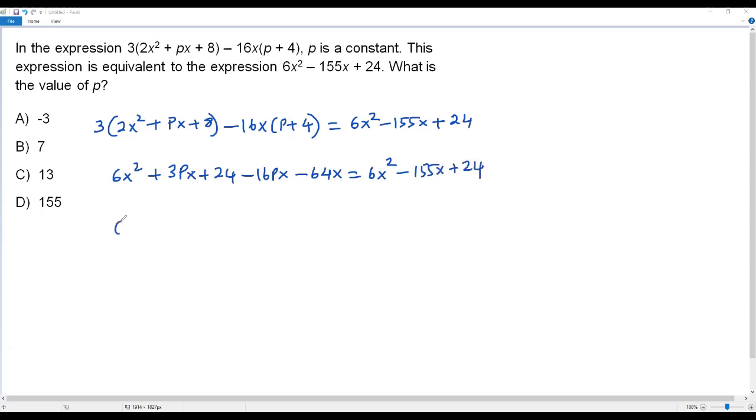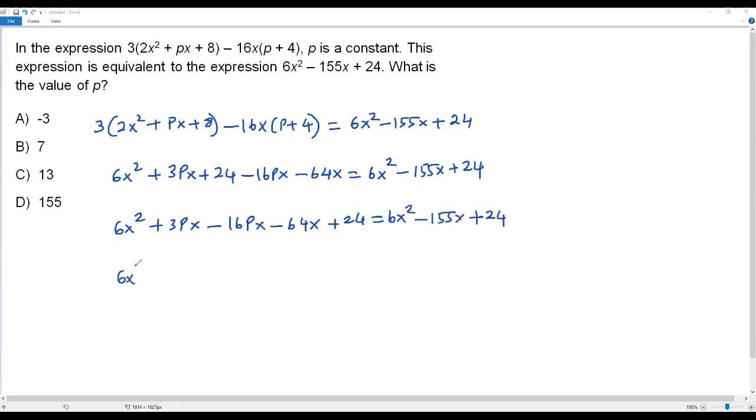Okay, now I can write this x² as it is. Now let's write the x terms together so that we can combine them. The three terms which contain x: the first one is 3px, the next one is negative 16px, and the third one is negative 64x. There is only one constant term, that is positive 24. Let me write that one as it is, equals 6x² − 155x + 24.